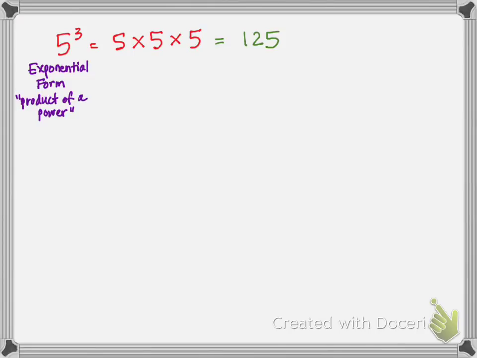When I want to actually calculate what 5 cubed equals, I do what's called expanded form, and I write it out as its actual multiplication problem. So expanded form. So this is a power of a product. So notice before with 5 cubed it was the product of a power, and now 5 times 5 times 5 is called the power of a product. Weird, huh?